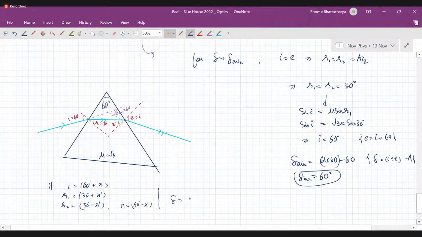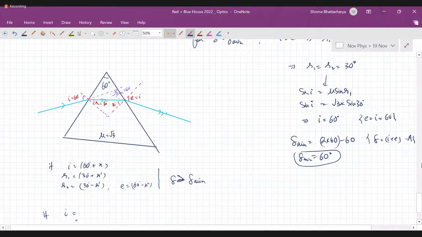So delta will now become greater than delta minimum. Okay. But similarly, reverse of this, if the angle of incidence is decreased, then this will also decrease. So this will increase. And the angle of emergence will correspondingly increase. So again, reversibility.